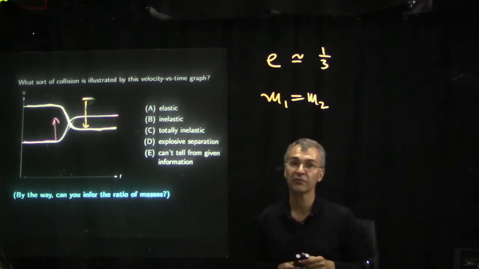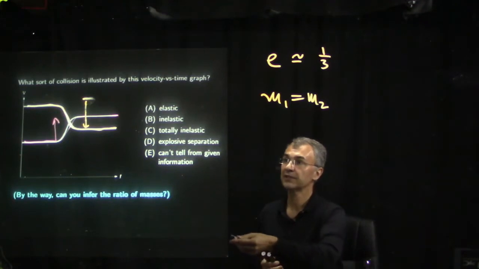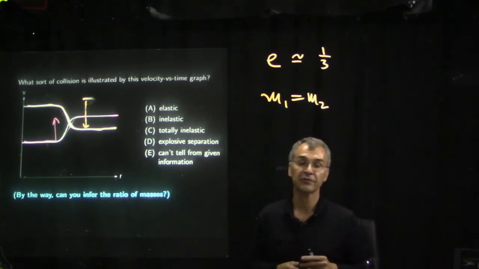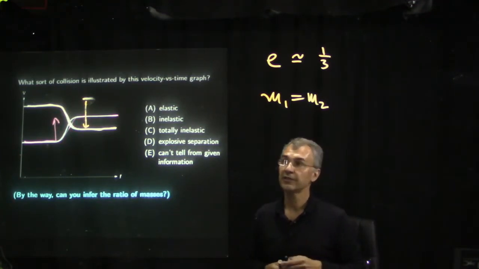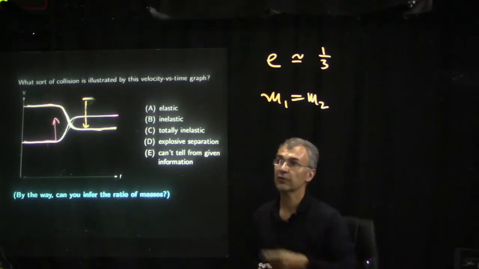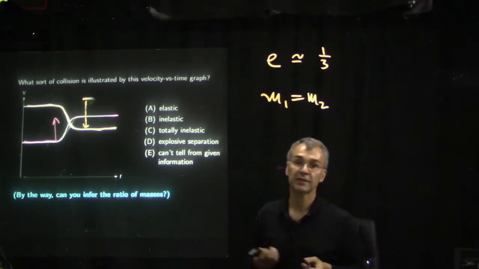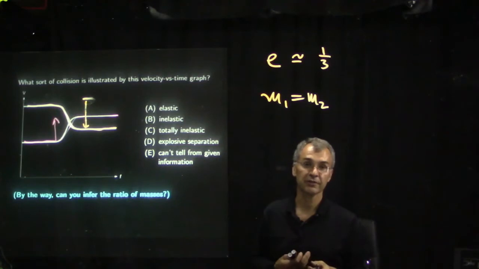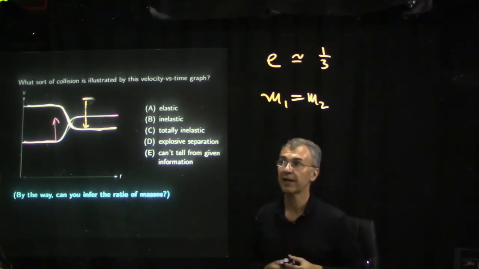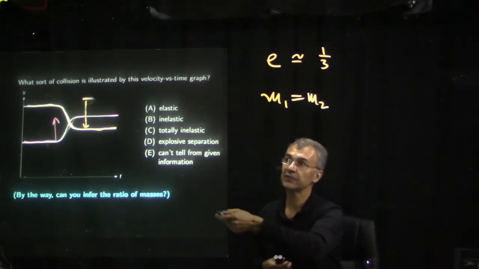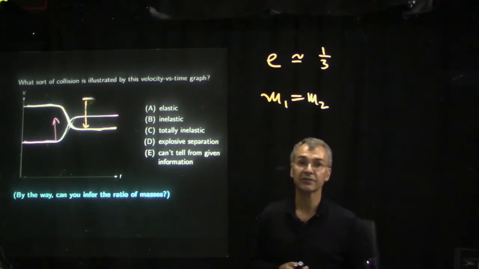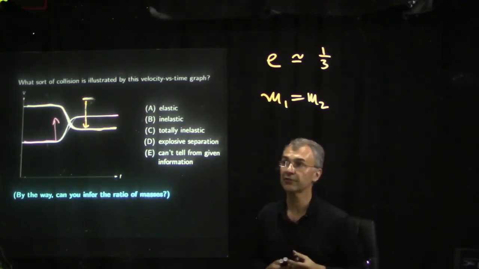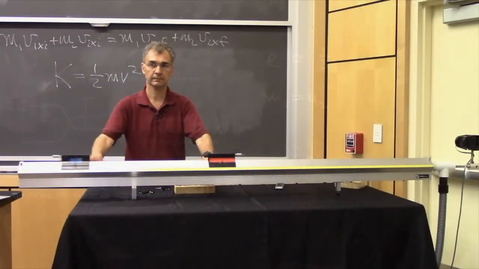I think those two masses are equal because the two objects experienced changes in velocity that were equal in magnitude. Of course, they were in opposite directions, but they were equal in magnitude. So I think this is an inelastic collision between two objects of equal mass.